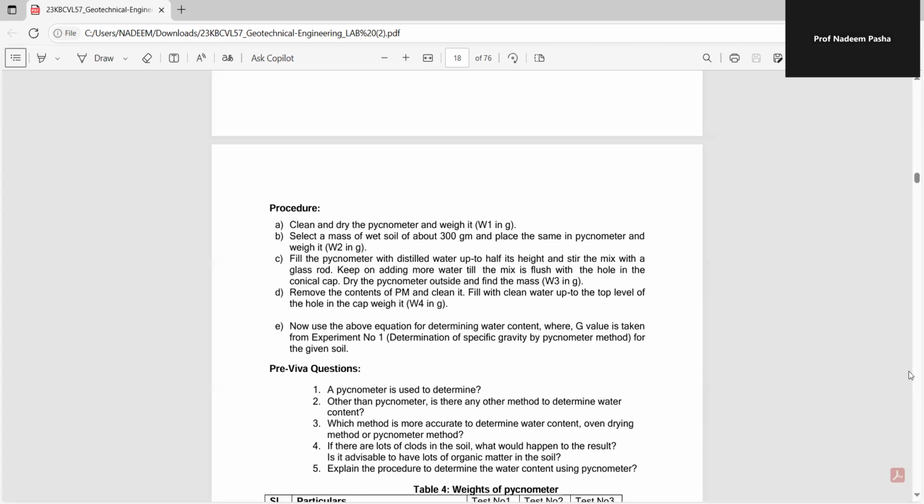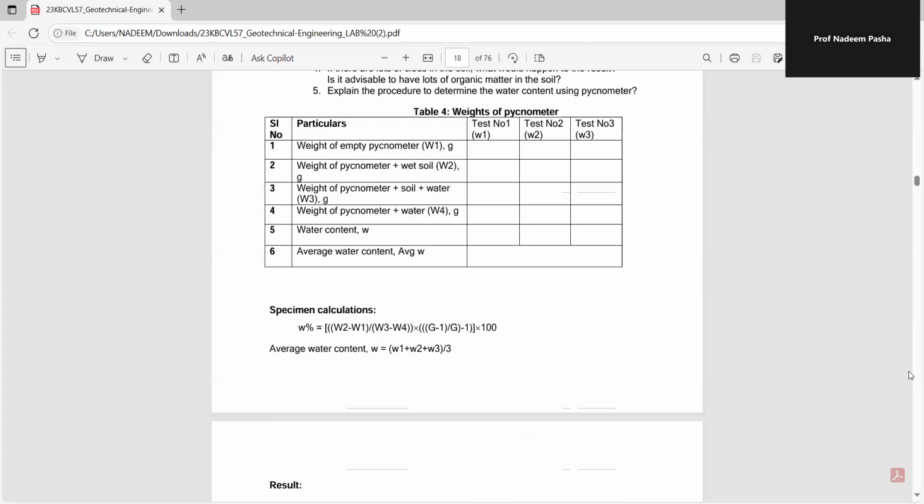So the procedure is simple. Weigh the empty pycnometer with lid, W1. Next, W2: take 300 gram of wet soil. After that you have to fill it with water. That will be W3. Finally, you have to remove everything entirely and fill with water. That will be W4.